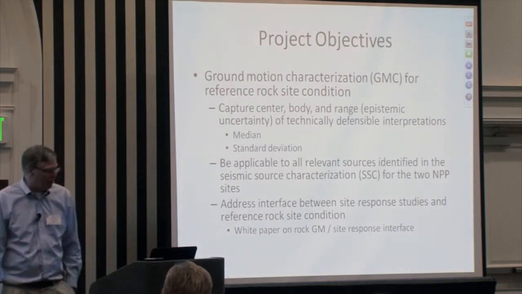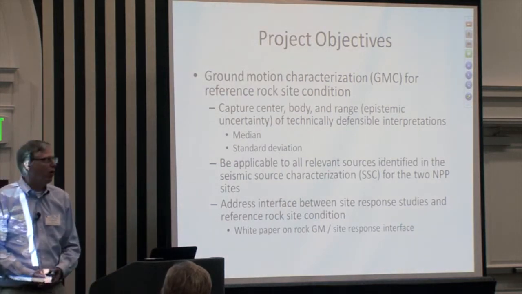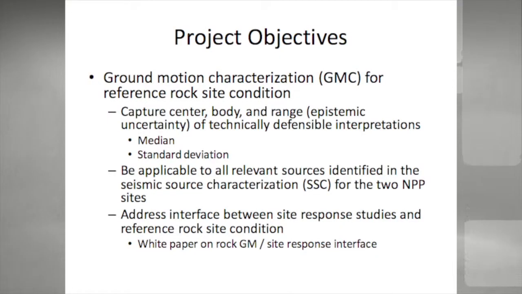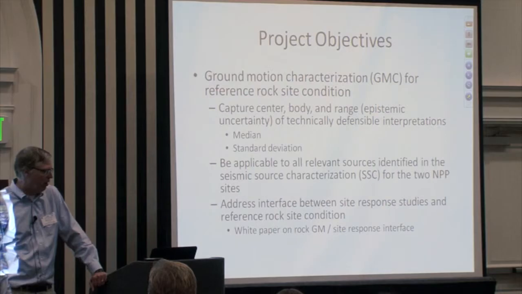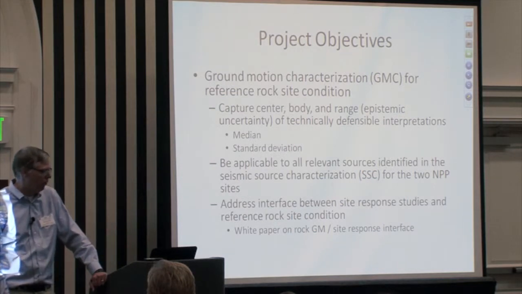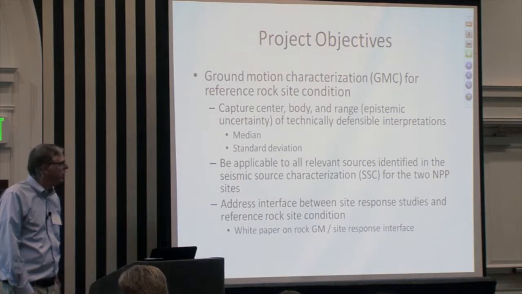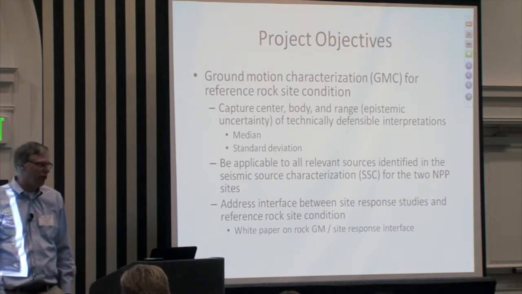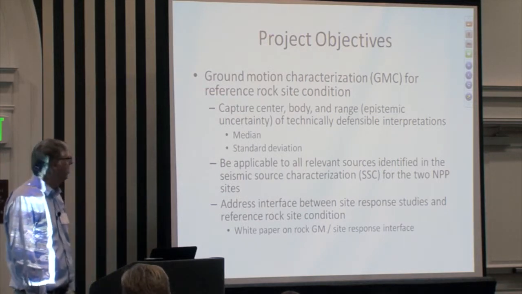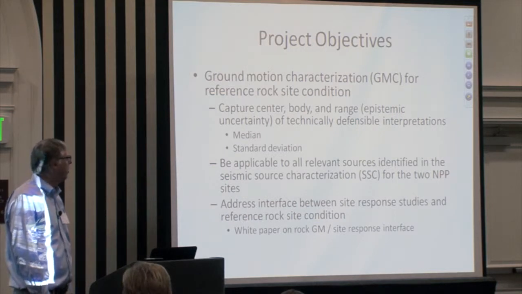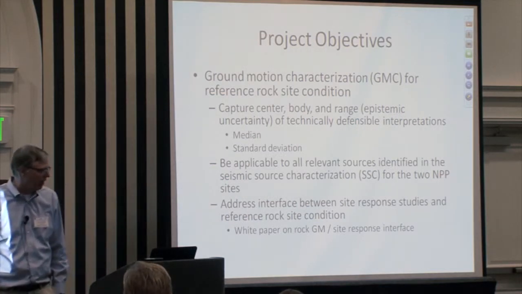So the project objectives, what are we trying to do in a really broad sense here? We are making ground motion models or ground motion characterization for a reference rock site condition. That site condition will be the same for Palo Verde and for Diablo Canyon. And then both of those sites will be adjusting off of that reference rock hazard to account for the site-specific effects.